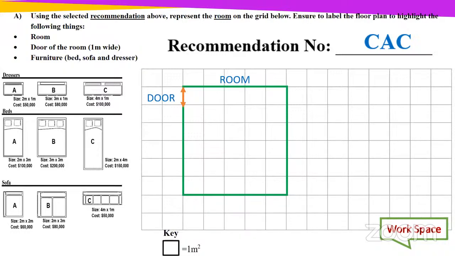And if you look on the screen, you'll see the recommendation is right there. In this part, I'm seeing CAC. So we're looking at recommendation CAC. Which of the furniture does the first C represent? Dresser. Dresser, good job. And the A represents? Bed. And the other C represents? Sofa. So we're going to start off with which one first?